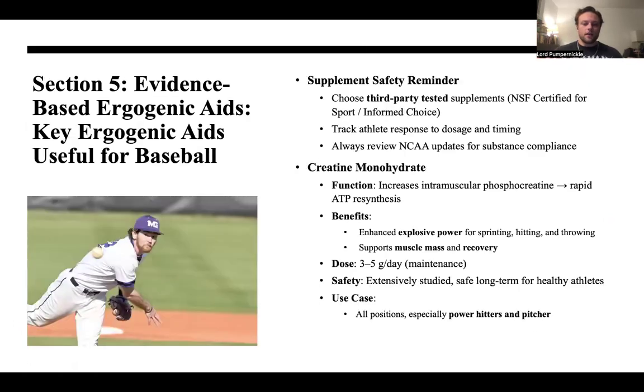Some safety reminders to keep in mind with your ergogenic aids: you want to choose third-party tested supplements, track athlete responses to dosage and timing, and review NCAA updates for substance compliance. And now we can look at some common ergogenic aids that are utilized for baseball.